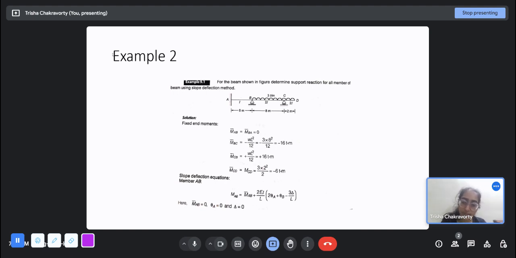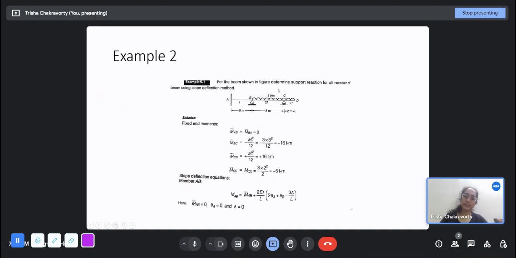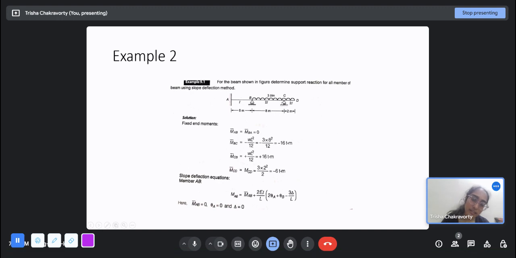Now the slope deflection equations we have to write for all three spans. For AB we write this, but at A we know that since this is a fixed support, theta A and delta A are 0. At B, delta B is 0 but theta B is free. Then for member BC, delta B is 0, delta C is 0, but theta B and theta C are unknowns. So we write two more equations here. And for member CD, theta C is free, delta C is restrained, but delta D and theta D are both unknowns. So we have a total of four unknowns: theta B, theta C, theta D, and delta D.